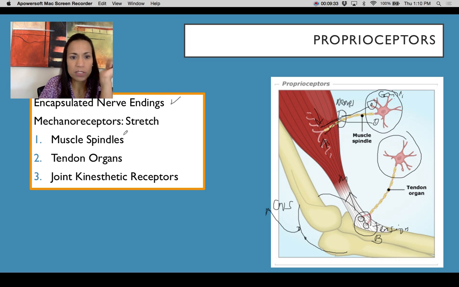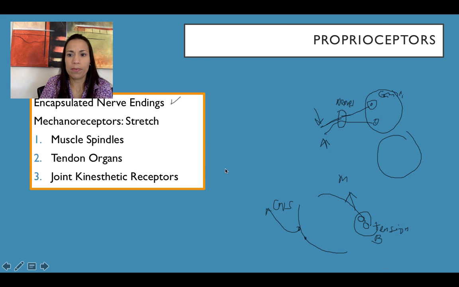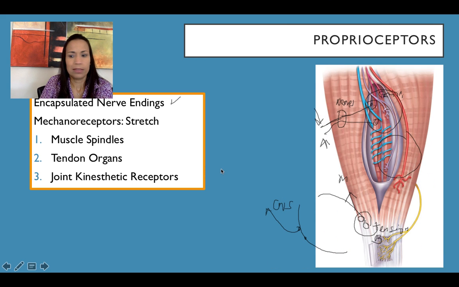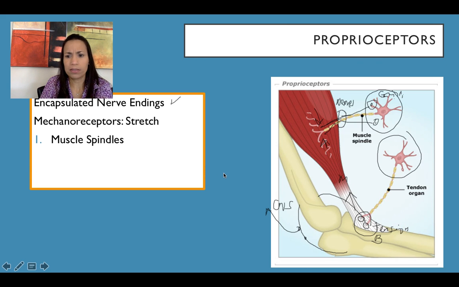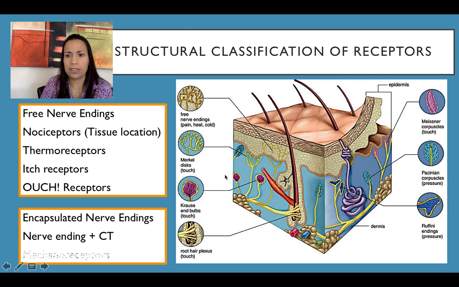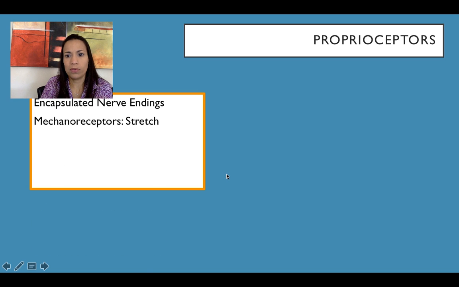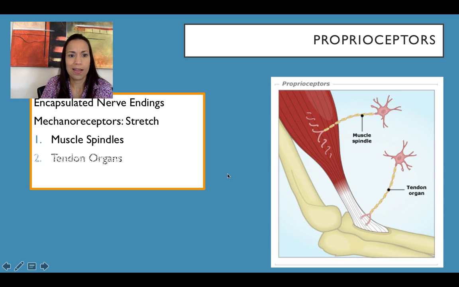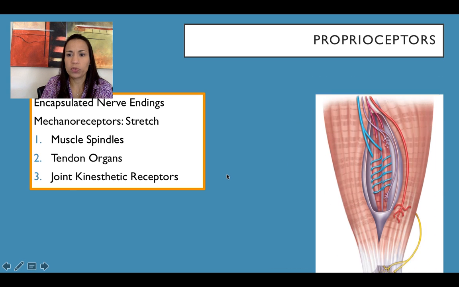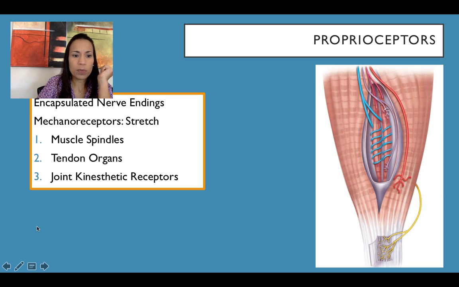Let's describe now the muscle spindles. Let me go back really fast to delete. Sorry, that's the only way I know how to delete my scribbles. Okay, muscle spindles.